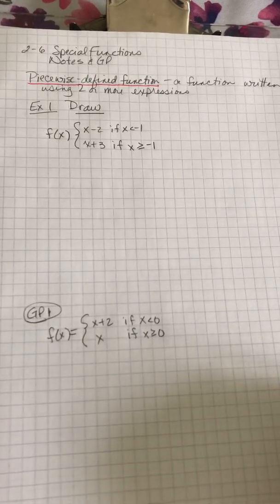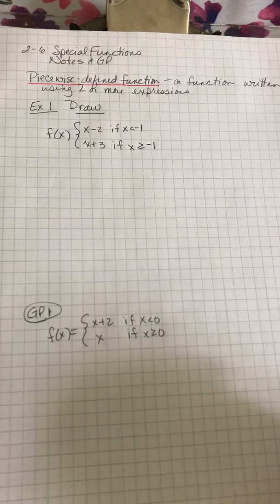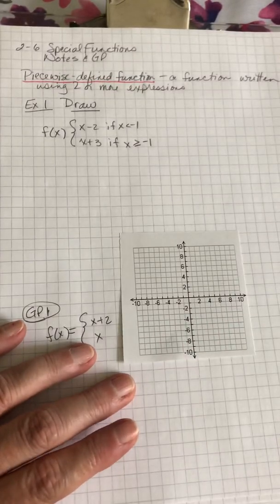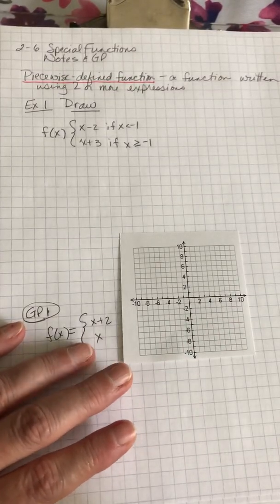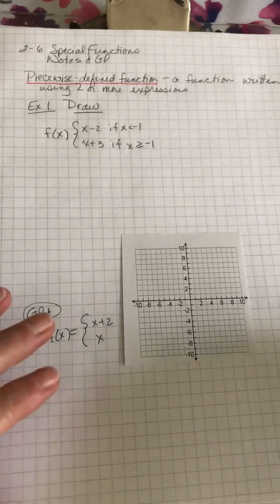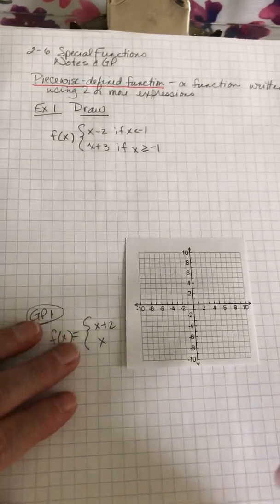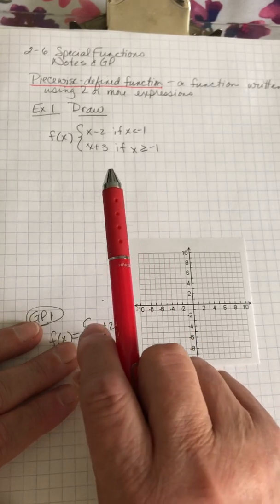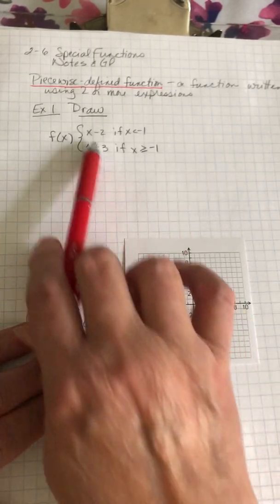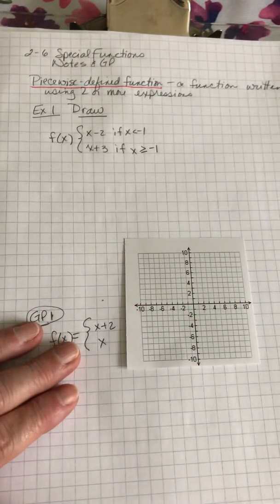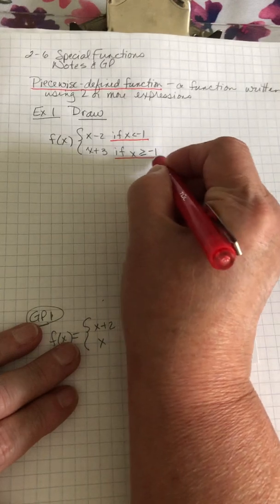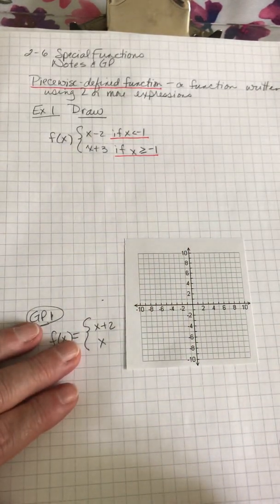Good morning, Algebra 2. We're going to talk about special functions, particularly piecewise defined functions. I've got my handy dandy graph paper because we're going to draw them. Remember, a piecewise defined function is a function written using two or more expressions. This one just has two. What's important is to note that I have some conditions on x.